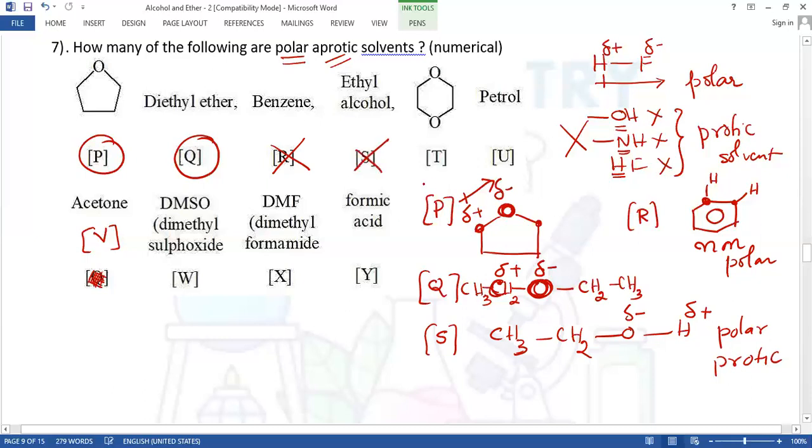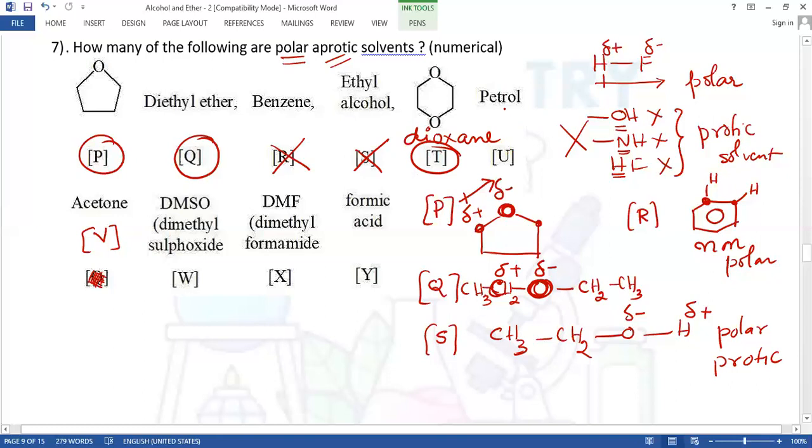Correct. Now, T compound, you see. T compound is known as the dioxane compound. Dioxane. This is similar to that of P actually. This is also a polar aprotic solvent. So T comes in the picture here.